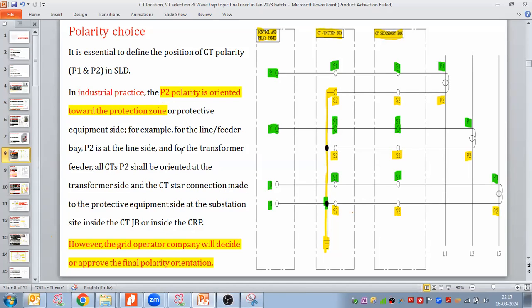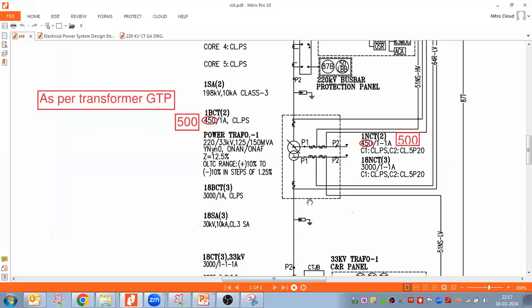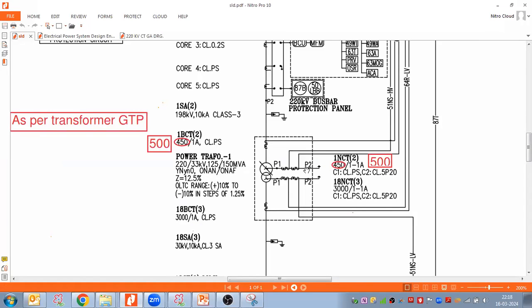So sir, as you told, in a similar way I have put it in my presentation as well. P2 is oriented towards the protection zone or protective equipment side. For example, for the line, P2 on the line side, for the transformer P. So sir, what is your opinion on that? Is that okay? Should it be reversed? P2 should be here.